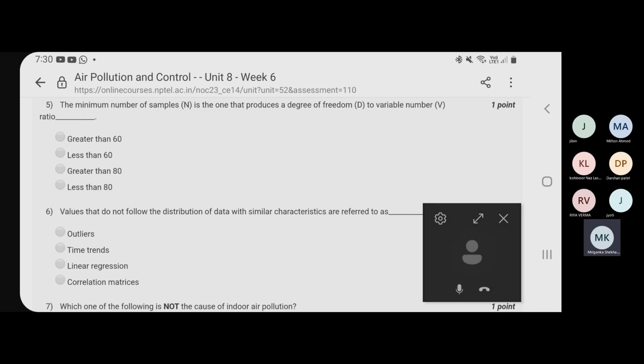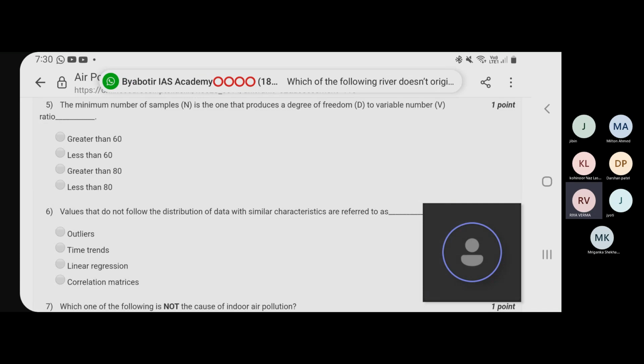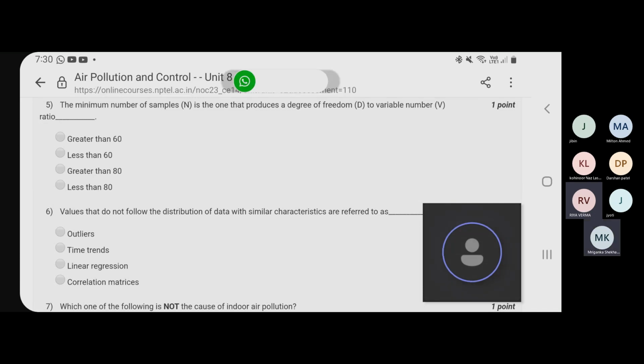Do you want to take the screenshot of the other questions also, like six? There are four more, six. See, I've taken a screenshot of this question only. Let's see how many questions we can solve together now. Just move forward to the other question.